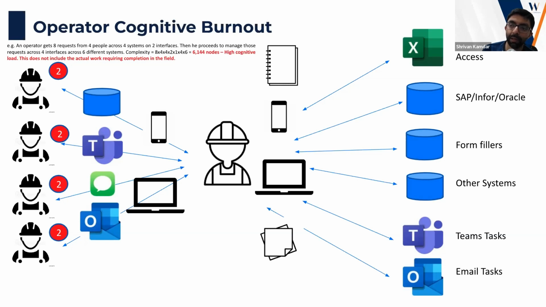So just to do these 8 tasks, if you do the math on the permutations and combinations, this one person, before he ever picks up a wrench to go do the work he needs to do, has to make 6,144 mental decisions just to do these 8 things. So again, that's before he ever picks up a wrench to actually do what he was hired to do.